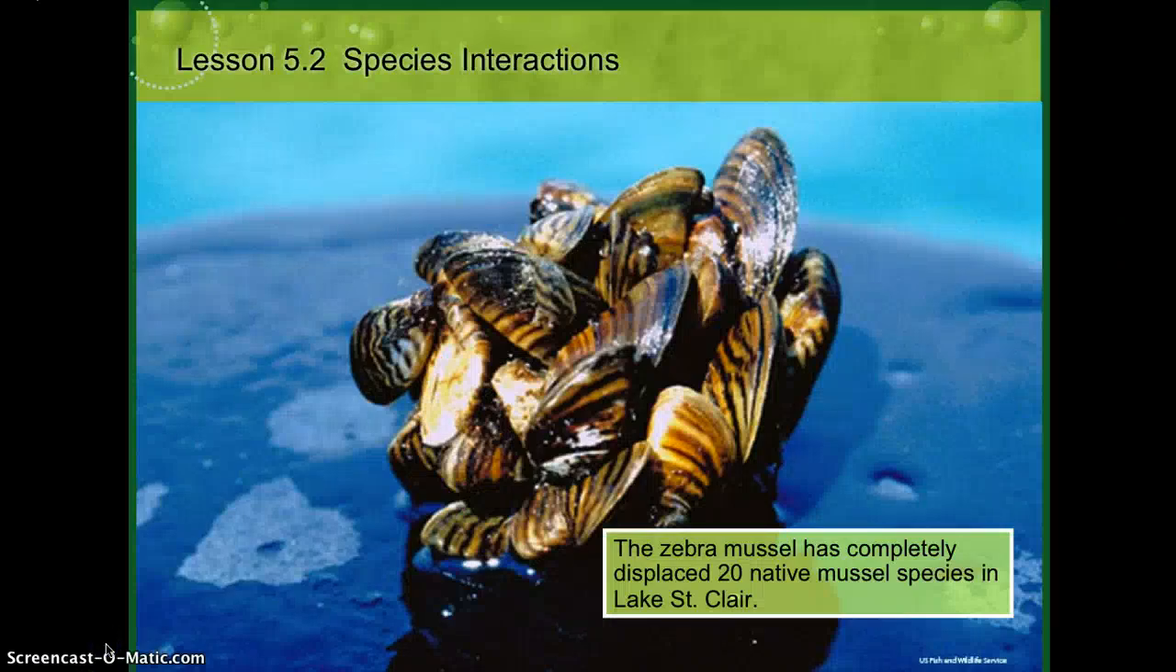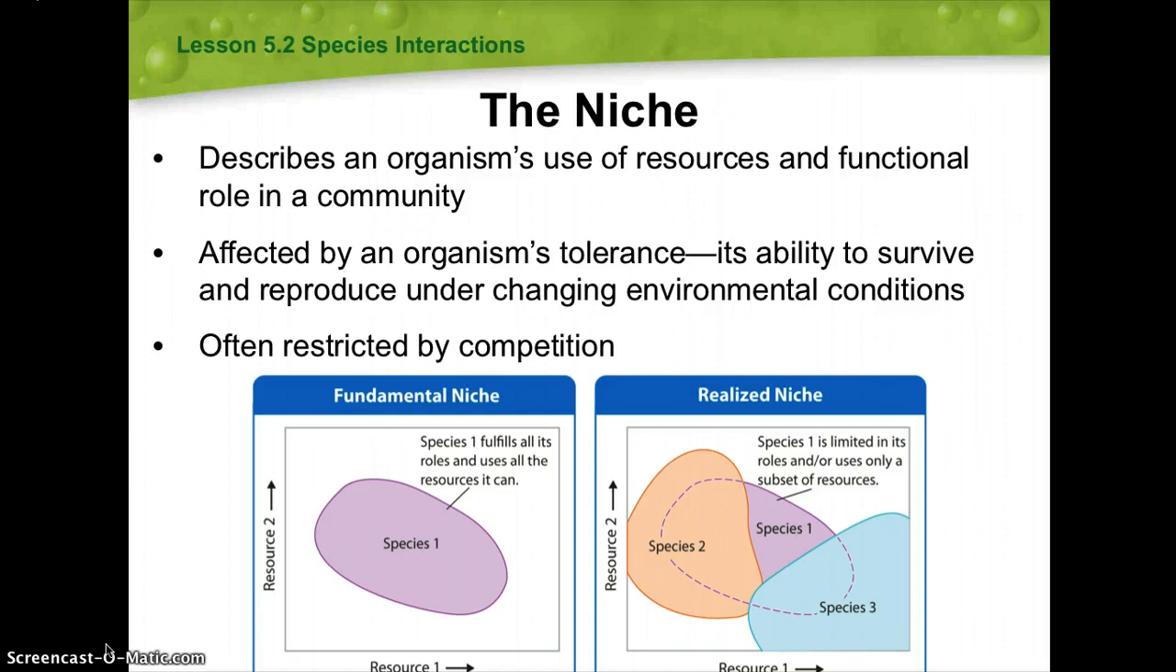Hi. Chapter 5, Section 2, Species Interactions. Our guiding question in this section of the chapter will deal with how do species interact in nature? The opening chapter's introductory central case study focused on the zebra mussel, which has completely displaced the 20 native mussel species in Lake St. Clair. So let's carry this on further.